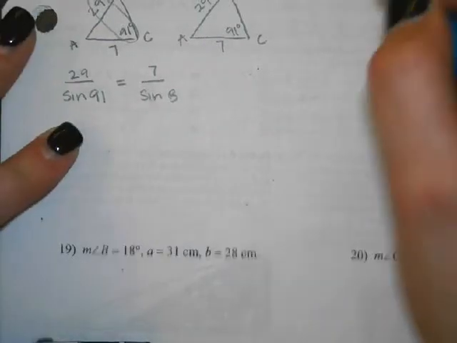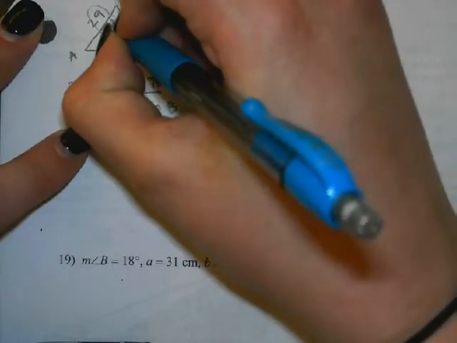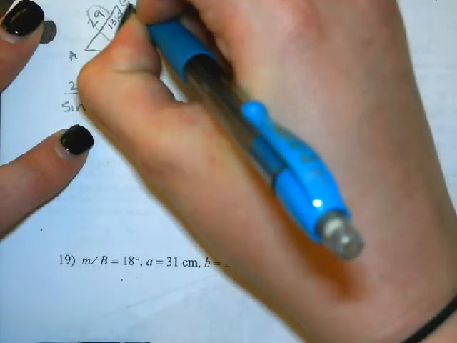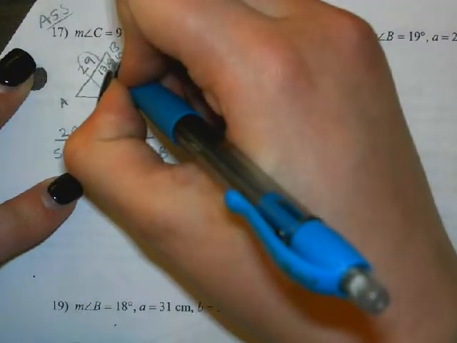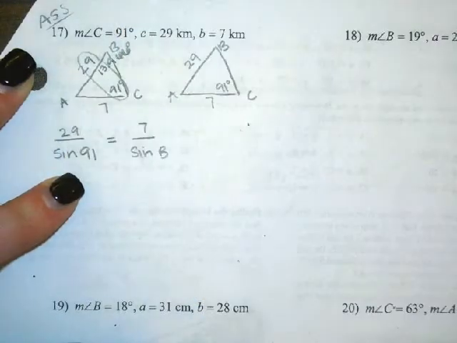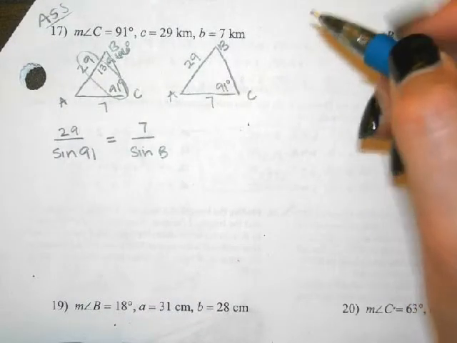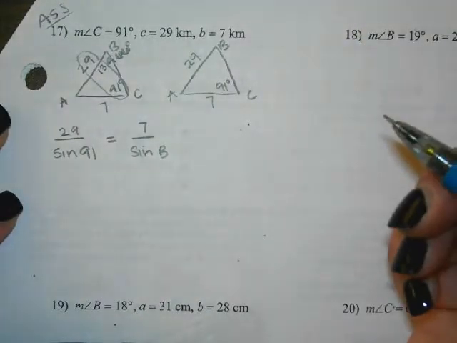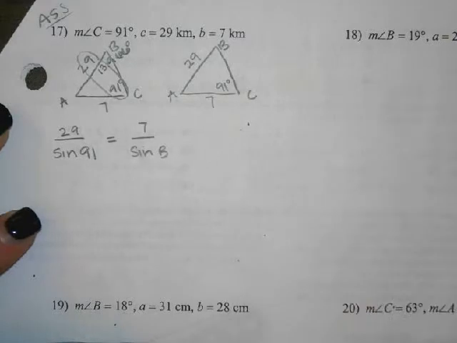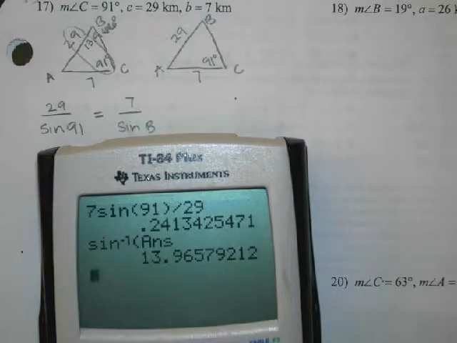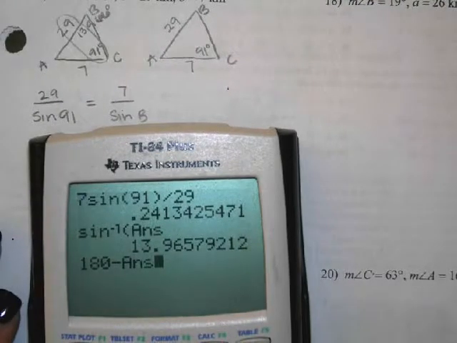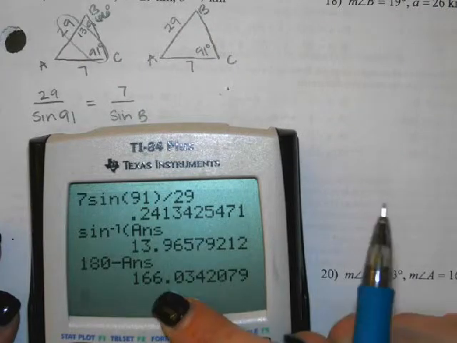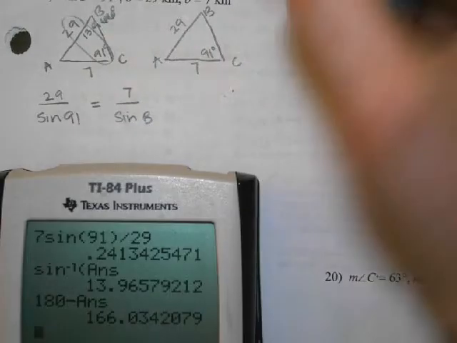Yeah. All right, so 13.966. All right, and then how do I find angle B for the other triangle? 180 minus that answer I just got. All right, okay. So we're going to do 180 minus second answer. And we have 166.034.